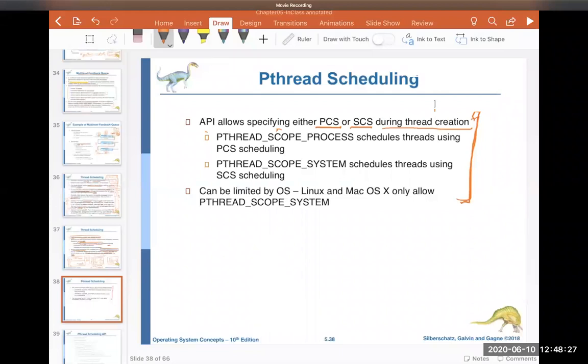If it is a Linux system, then SCS would be started directly for that particular thread. Whereas for any other operating system where n to 1 mapping is done, the first process would be PCS, and then SCS would happen. PTHREAD_SCOPE_PROCESS schedules threads using PCS scheduling, so it will first map and then do the scheduling. PTHREAD_SCOPE_SYSTEM schedules threads using SCS scheduling. SCS scheduling does not perform any mapping because it's one-to-one, so it directly allocates the threads to the CPU. This is how it is done, and Linux and Mac only use PTHREAD_SCOPE_SYSTEM for thread scheduling.